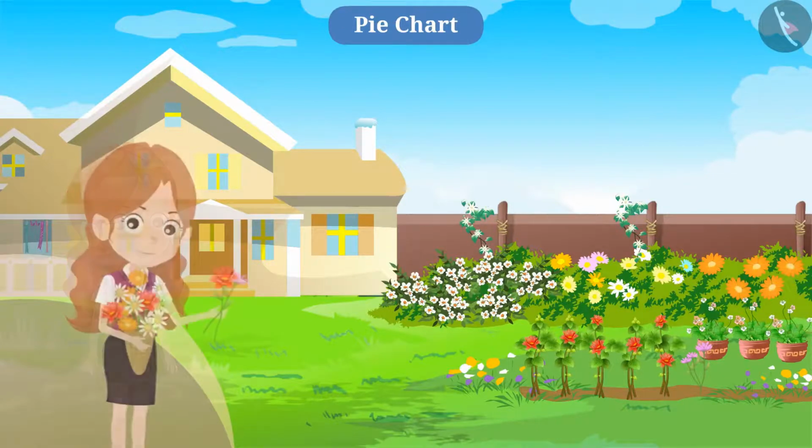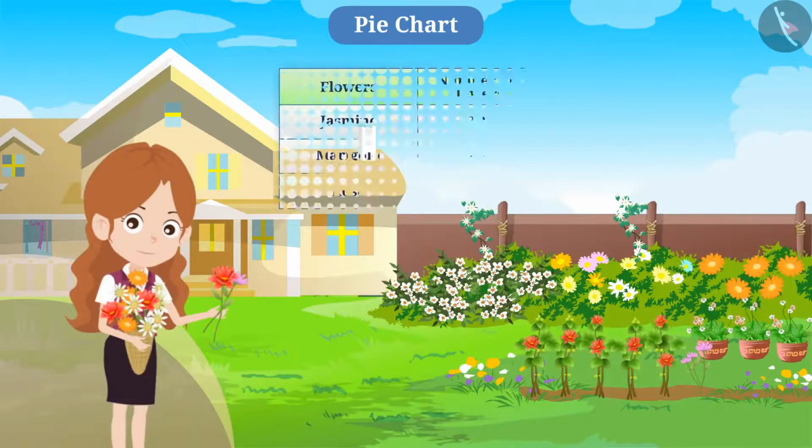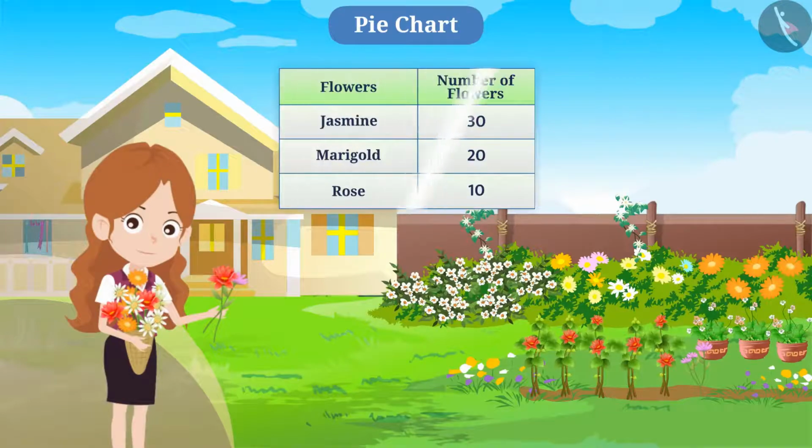Every day she collects flowers. Today she has collected jasmine, marigold and rose flowers. Their numbers are as follows. Let's represent this information in an interesting way.